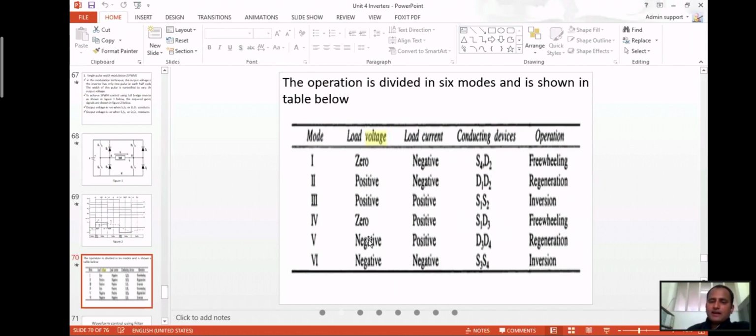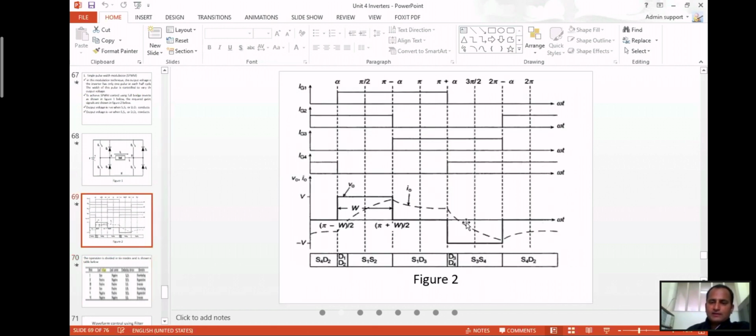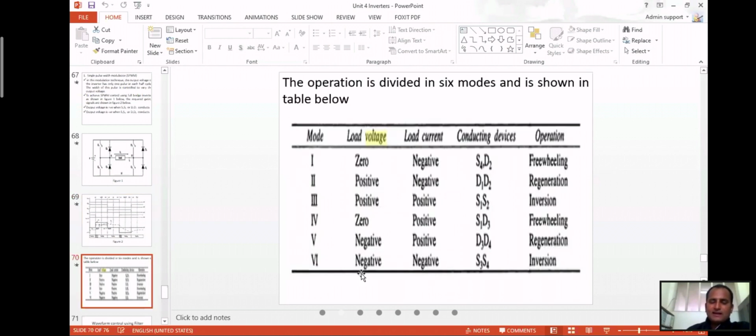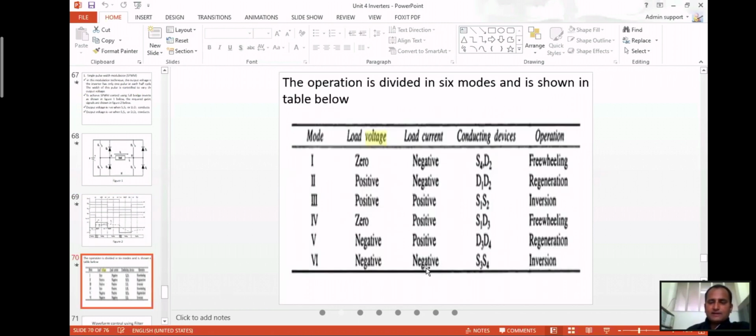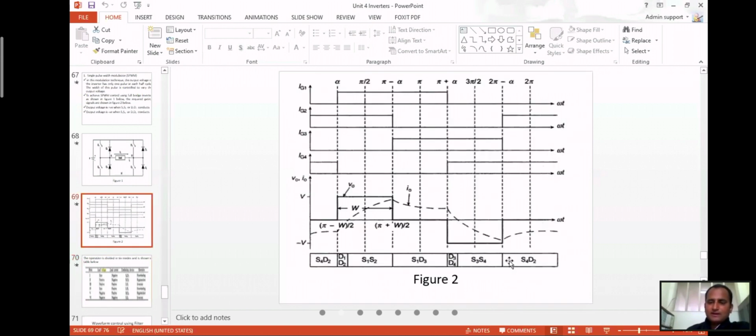It's a freewheeling mode, and again in mode 5, the load voltage is positive. Load voltage: 1, 2, 3, 4, 5. This is 5. Then next, 6. In mode 6, the load voltage is negative when S4 and D2 are conducting. So similarly, S4 and D2 are conducting, then the load voltage is also negative, and the current is also negative.